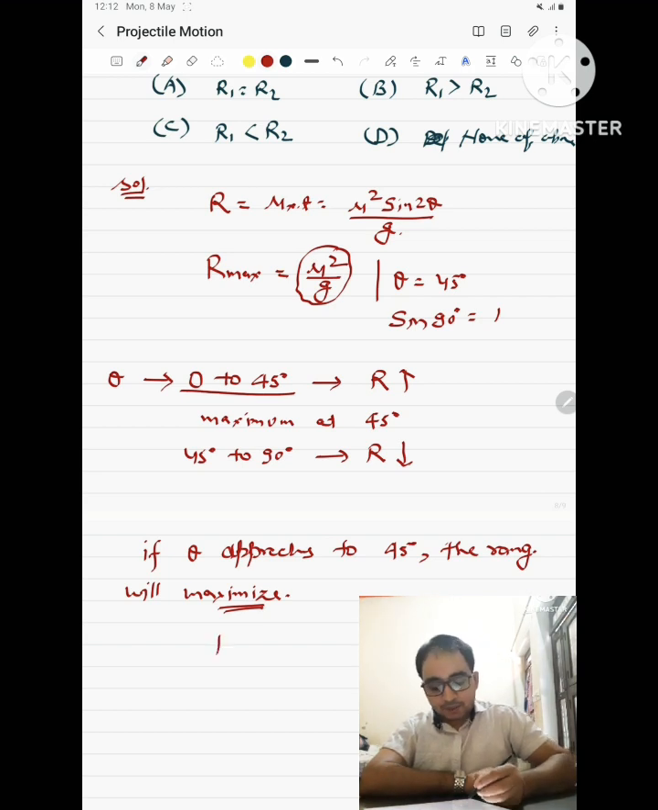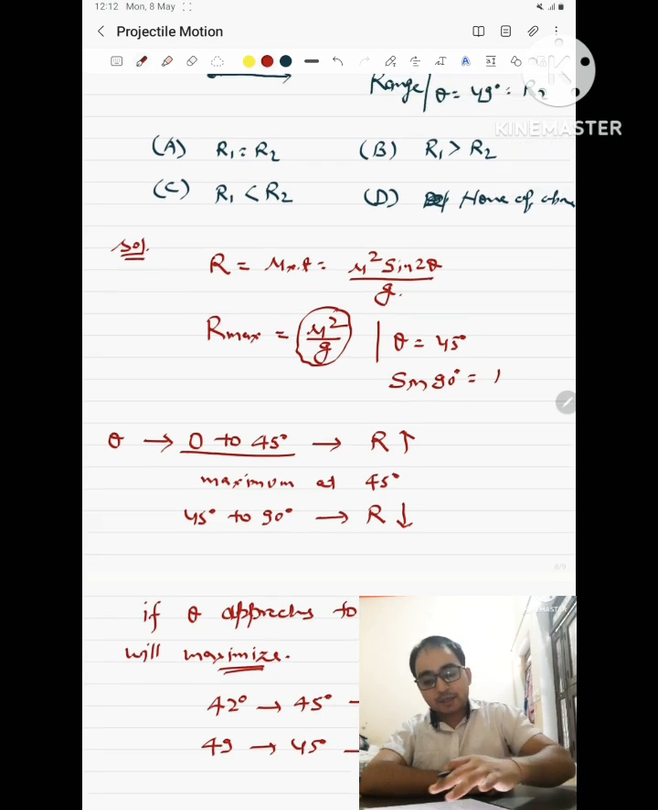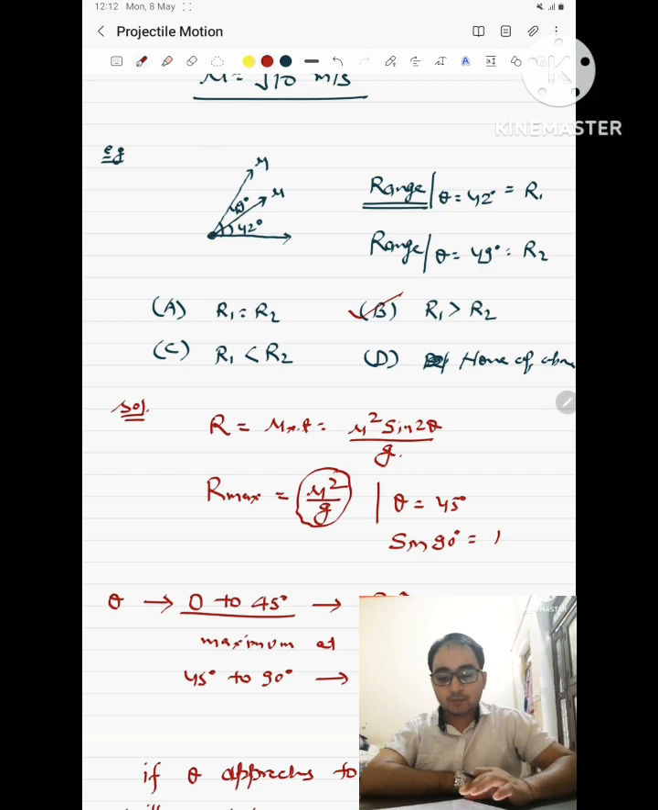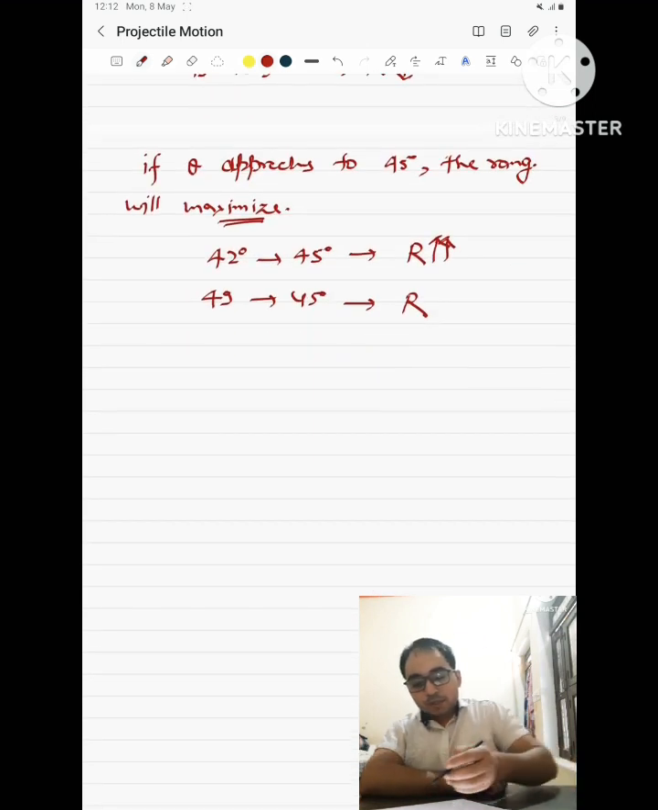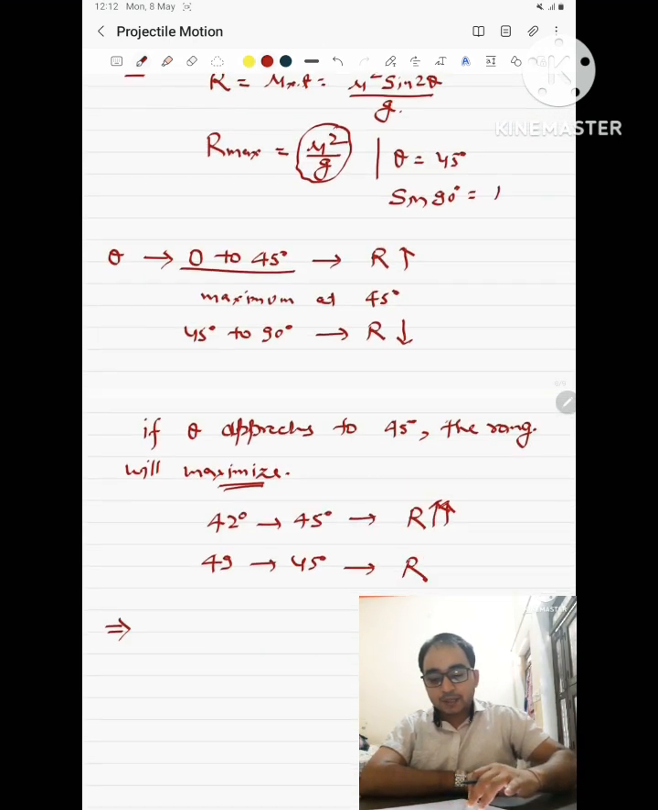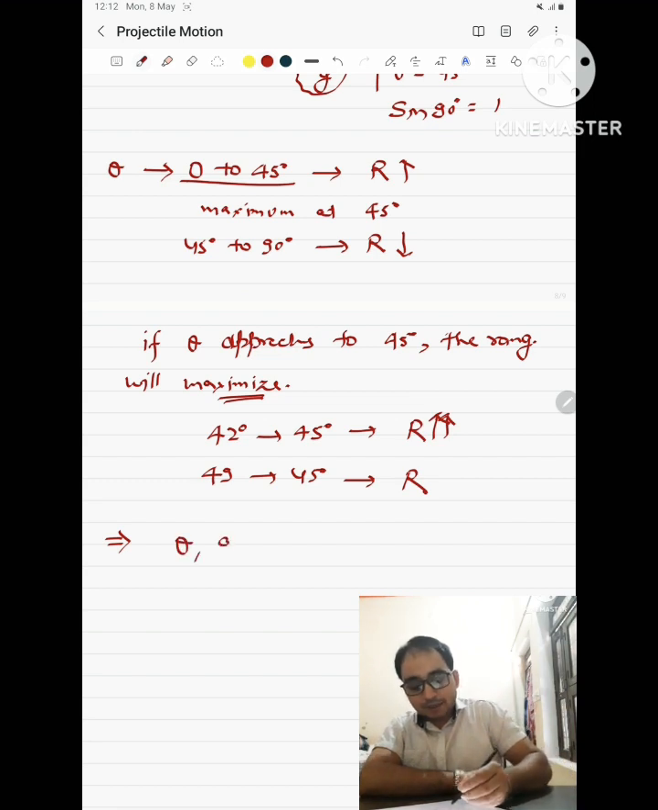So in the first case, 42 degree is nearer to 45 degree as compared to 49 degree. So in this case the range will be more as compared to the other case. So the correct answer is R1 is greater than R2. The next question. From this example we can also conclude that for angles theta and 90 minus theta, the range is same.